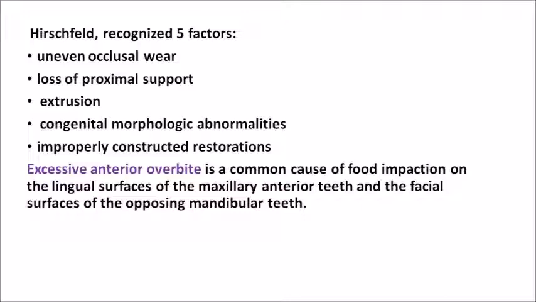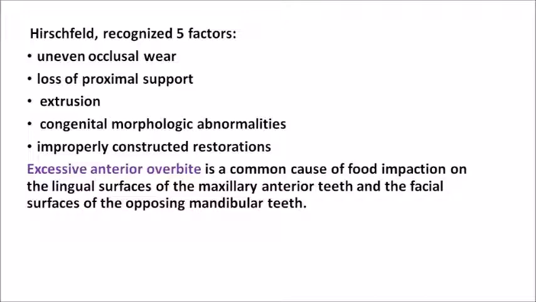The scientist who did most studies on food impaction is Hirschfeld. He recognized 5 etiologic factors. The first one is uneven occlusal wear. When the occlusal levels of 2 teeth are different, it can definitely lead to food impaction. Second is loss of proximal support. Very simple to understand: no proximal support, food goes into the space. Third is extrusion of a tooth. Again, the occlusal levels are uneven. Congenital abnormalities in morphology of a tooth can lead to food impaction. And finally, improperly constructed restoration.